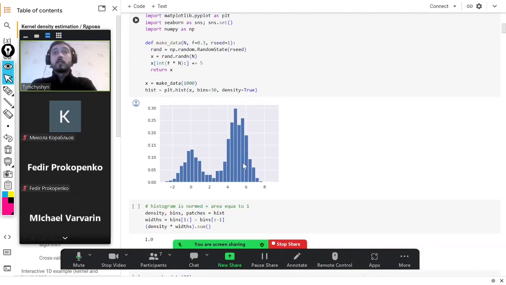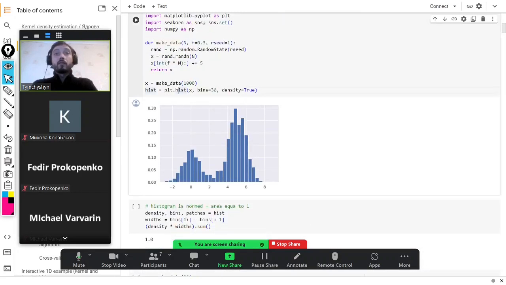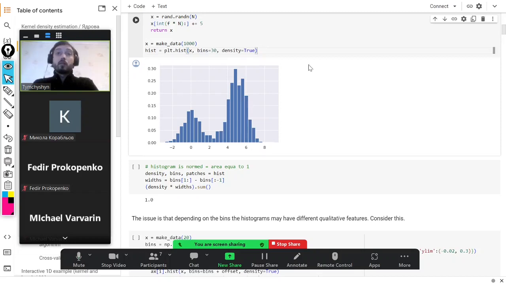So here is an example of a histogram in Python. Done very simply, we have a function hist. There are some parameters that can be tuned. For example, I'm setting the number of bins that I want to have, and density equals true means that I want everything to be normed to 1. So the area under all of these bars should add up to 1. When I'm adding up areas of these bars, I'll get 1. If I don't set density true, I won't have that.